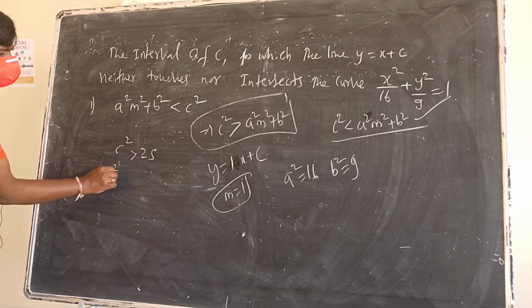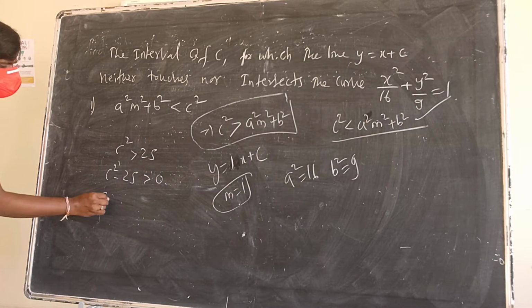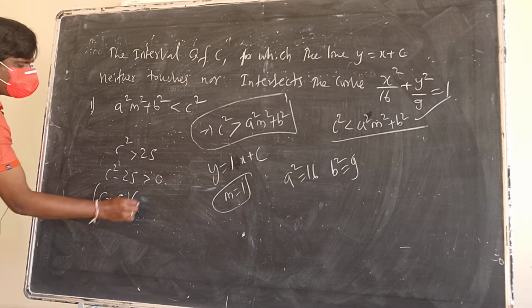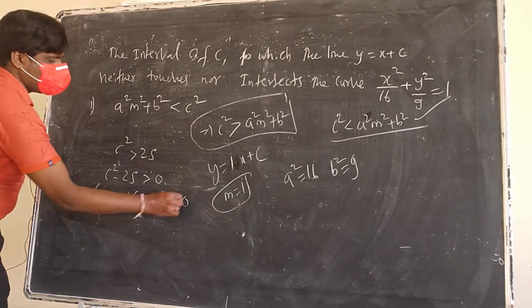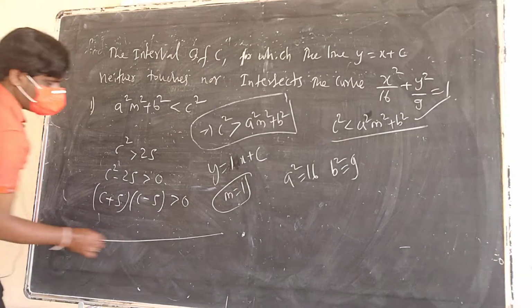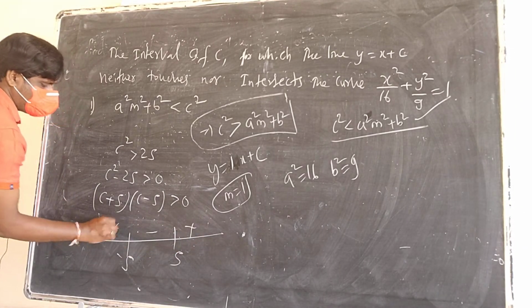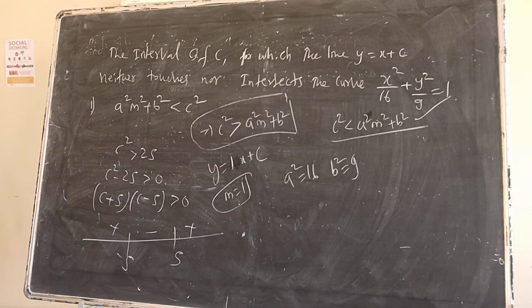So c square minus 25 greater than 0. So (c plus 5) into (c minus 5) greater than 0. Wavy curve method I explained already. Take wavy curve method. One is here, plus 5 and minus 5. Plus, minus, plus. So minus infinity to minus 5 union 5 to infinity.